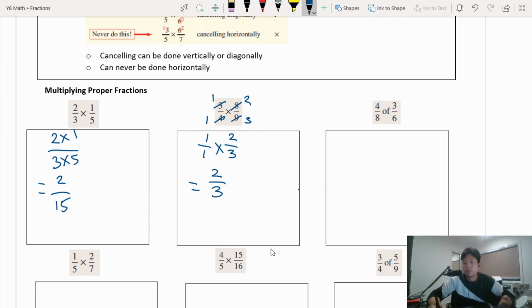Alright, and the next question, we have 4 over 8 of 3 over 6. Of just means multiply. The same thing, they just use a different word here. Alright, let's cancel stuff first. There's quite a few we can cancel here too. This time we're cancelling vertically. So 3 divided by 3 is 1, and 6 divided by 3 is 2. So this is pretty much simplifying. And 4 over 8, 4 divided by 4 is 1, and 8 divided by 4 is 2. So now our question is 1 over 2 times 1 over 2, or half times a half, and that gives us 1/4.